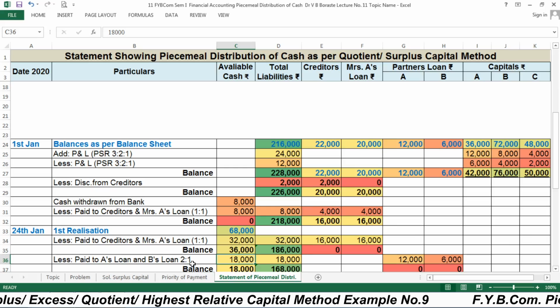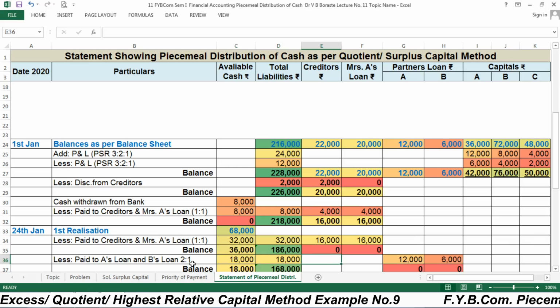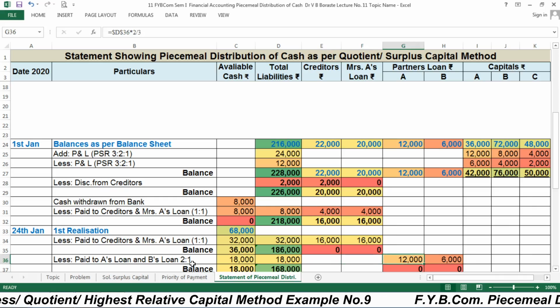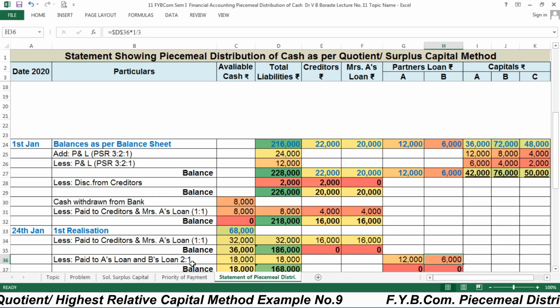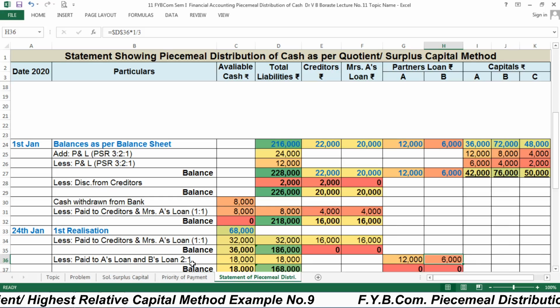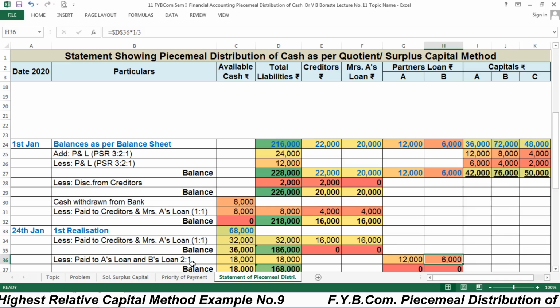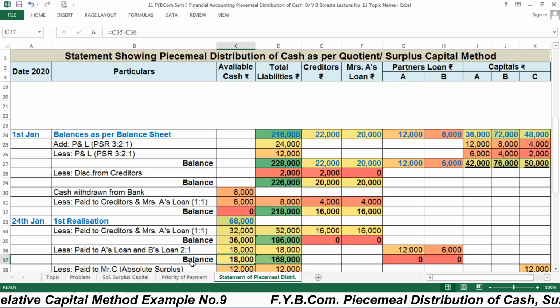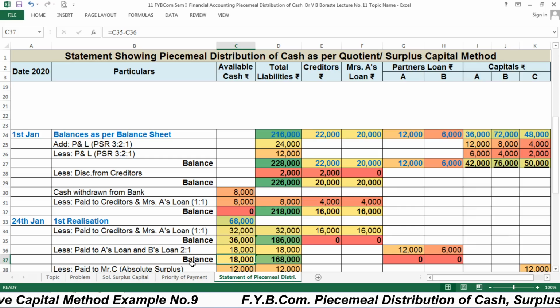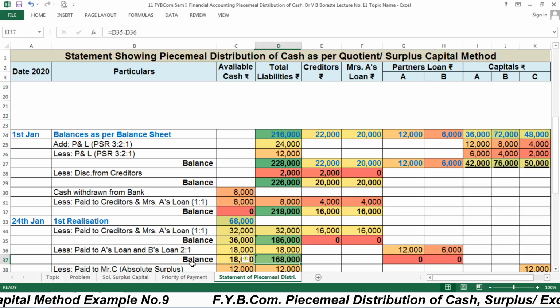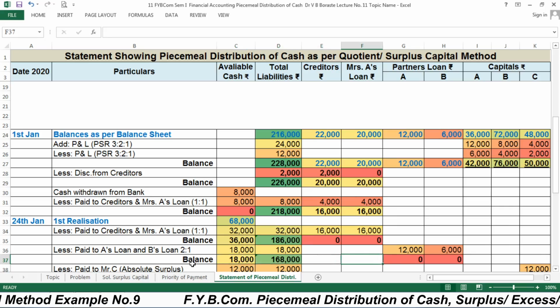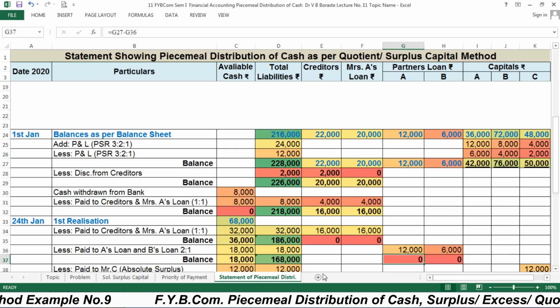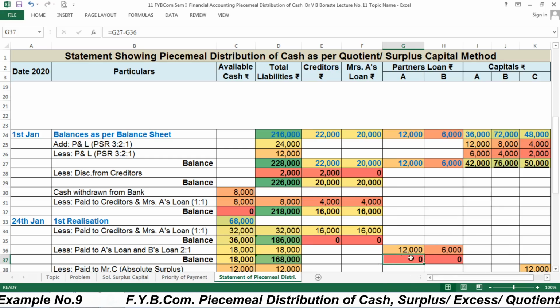So cash will be reduced by 18,000, total liability will be reduced by 18,000. Mr. A will get 12,000 as his loan and Mr. B will get 6,000 as a part of a loan. So after the payment of partners loan, we have a balance of rupees 18,000 in our hand, and total liability in our hand is 1,68,000. Here you can see the partners loan is nil of both the partners.